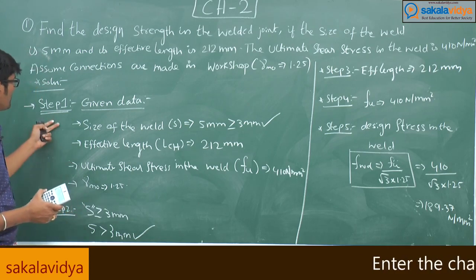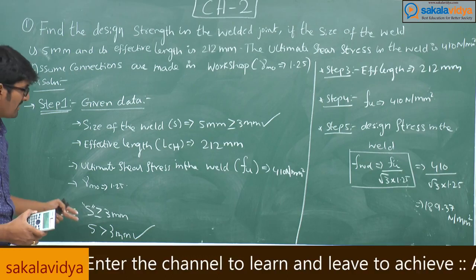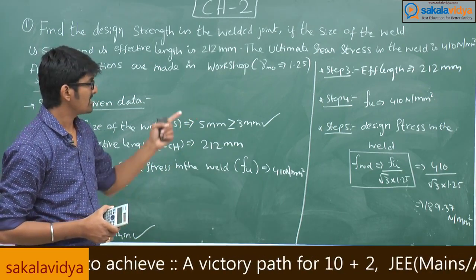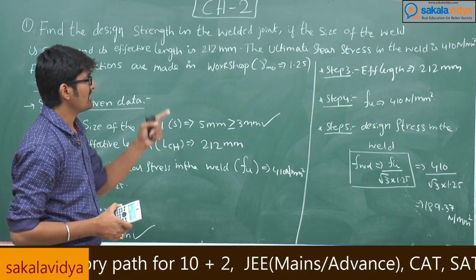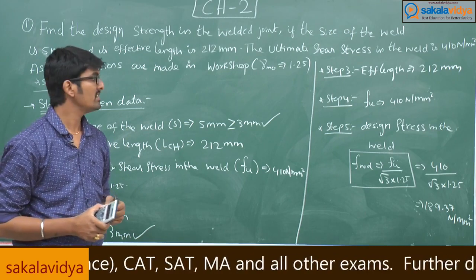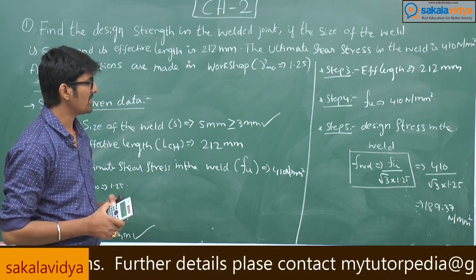So what is the first step here? You have to write the given data. Second one, step 2, that is whether the size of the weld is greater than or equal to 3 mm. Step 3, effective length. Step 4, ultimate shear stress in the weld, that will be given in the question. Step 5, we have to find design stress in the weld. FWD is equal to Fu by under root 3 into 1.25.